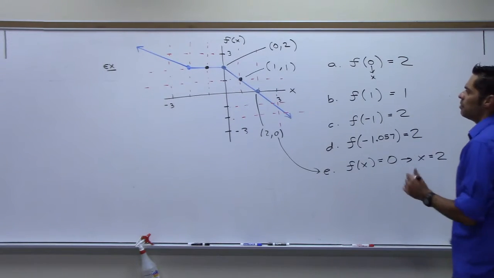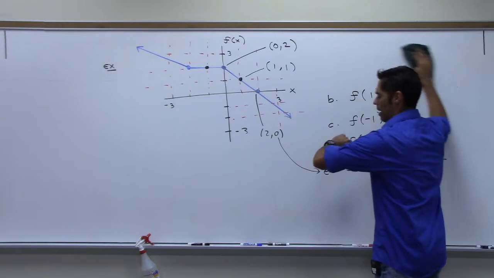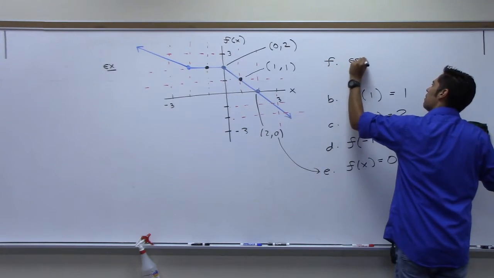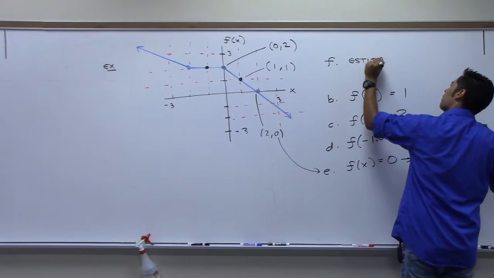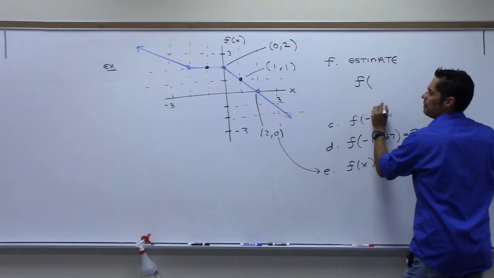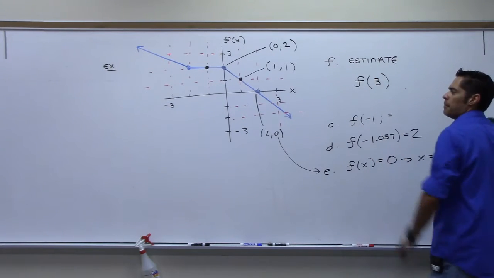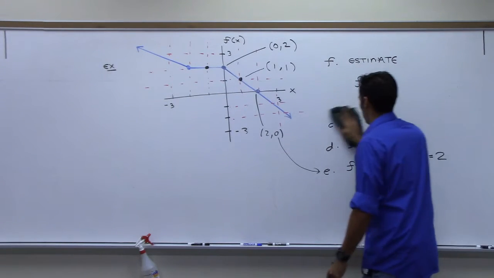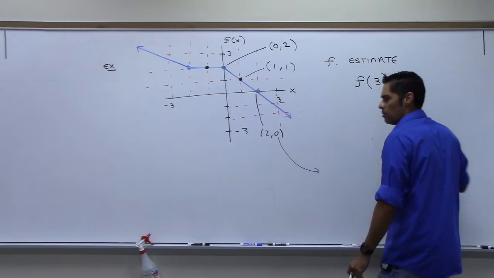All right, how about this one? Last one. F. Estimate f of 3. All right, if you know what it is, and this is just too easy, don't just hold off for a second. I want to call on somebody.